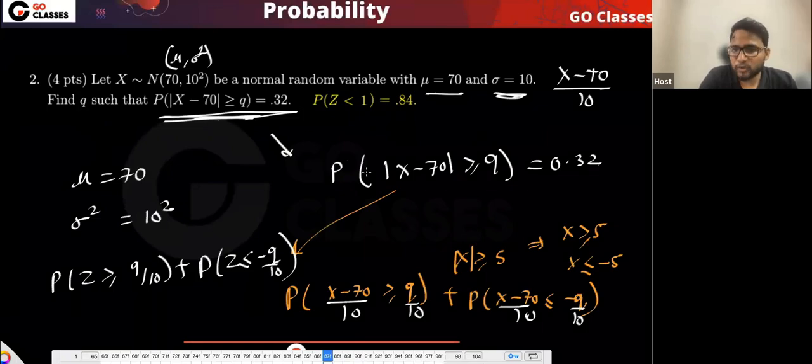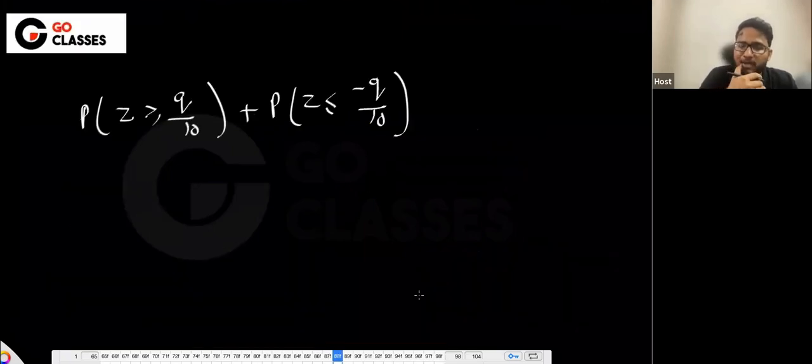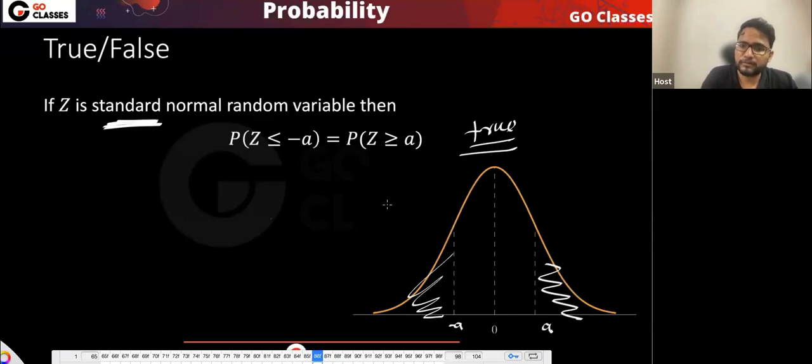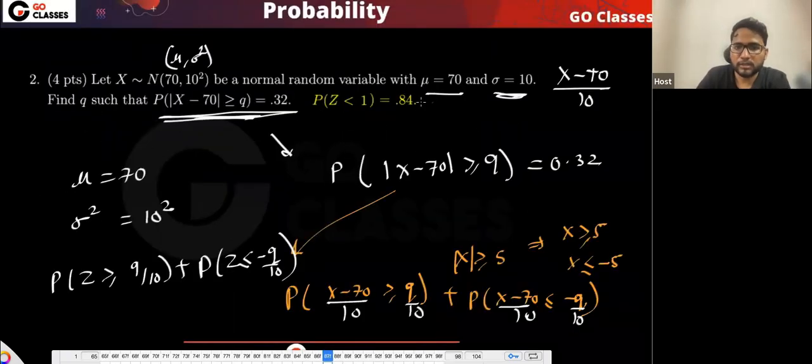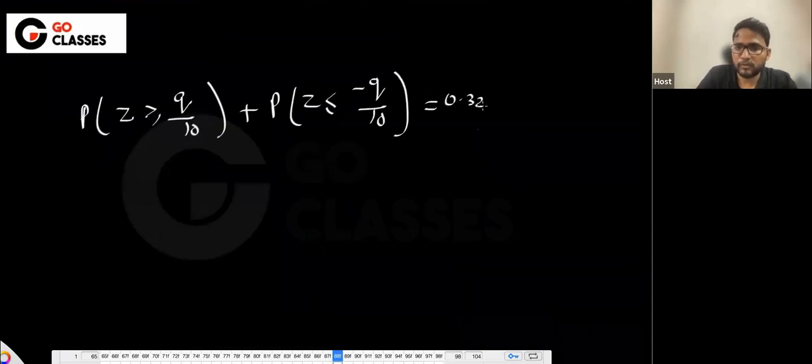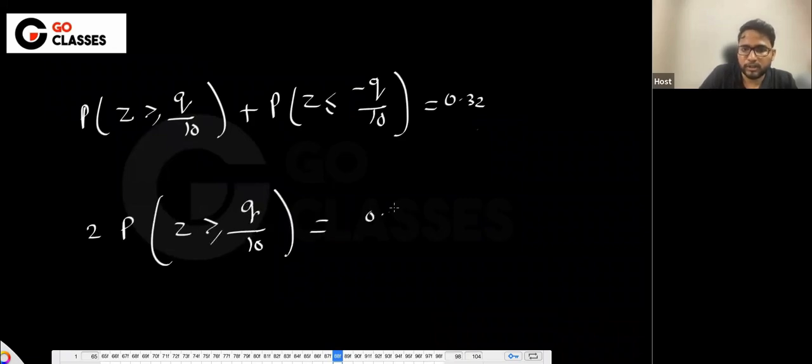They have given you something like this. I just opened this up, said it is plus, and then converted that to Z. Now tell me, Z greater than or equal to some value and Z less than or equal to minus of that value, isn't it the same using this observation? Less than or equal to minus A and greater than or equal to A, isn't it the same? Since it is the same, this is 2 into P of Z greater than or equal to q by 10, which is given to be 0.32. So P of Z greater than or equal to q by 10 is 0.16.